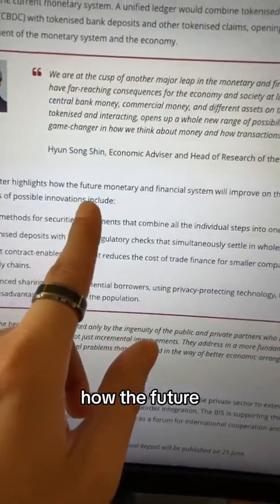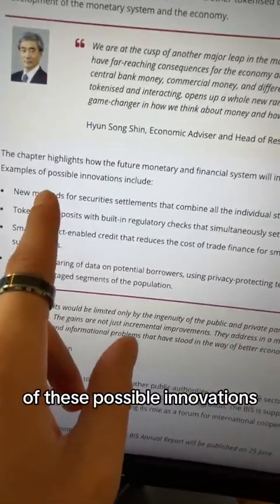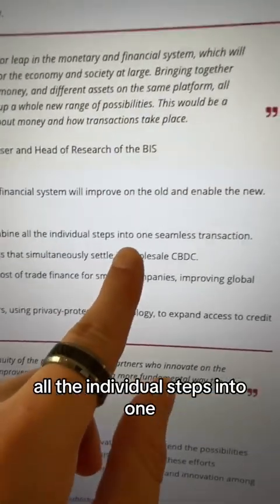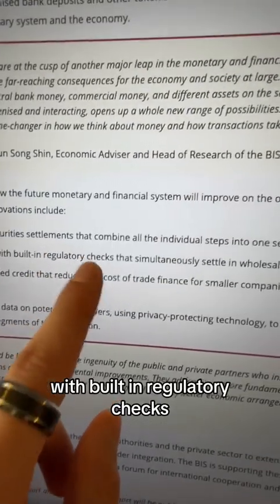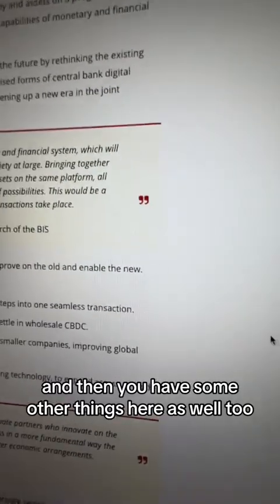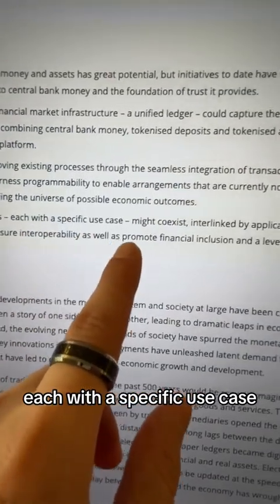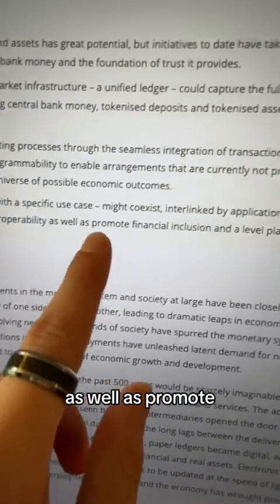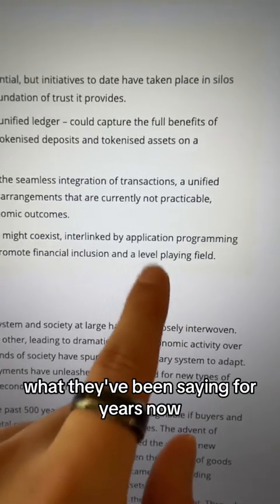So it highlights how the future monetary and financial system will improve on the old and enable the new. And examples of these possible innovations include new methods for security settlements that combine all the individual steps into one seamless transaction, tokenized deposits with built-in regulatory checks that simultaneously settle in wholesale CBDC. And then you have some other things here as well, but I want to show you something. Talks about multiple ledgers, each with a specific use case, might coexist, interlinked by APIs to ensure interoperability, as well as promote financial inclusion and a level playing field. Ripple, that's like their tagline. It's what they've been saying for years now.